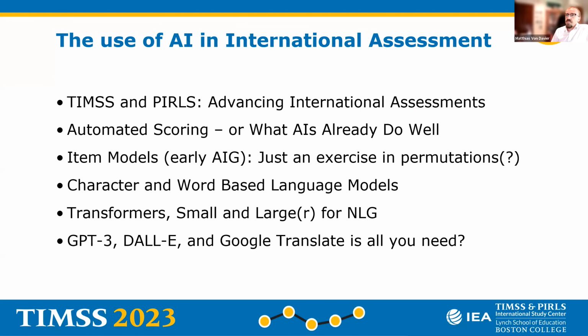So why do we do this? One charge that we have, Henry mentioned that I'm also working for TIMSS and PIRLS and trying to advance these assessments, is to keep them up and running and improving them every cycle. So I'll talk a little bit about that. I will talk about automated scoring, something that Henry also mentioned in the introduction, what AI is already doing very well. And I'm going to talk about automated item generation quite extensively. And I will end with something that is more or less a proposal, what we might want to do next.